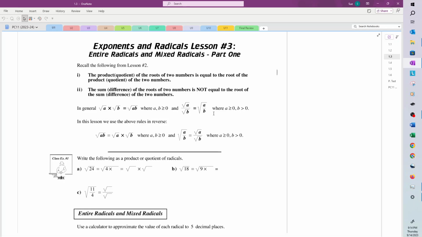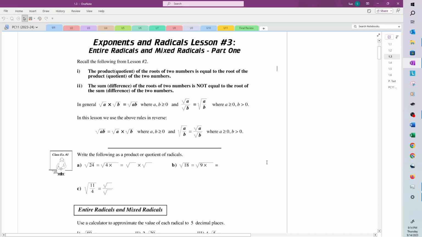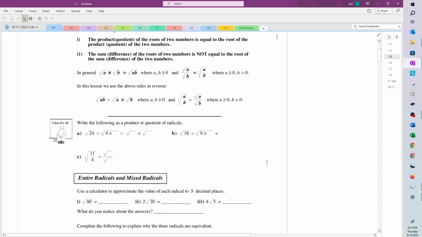In this lesson, we're going to do this backwards. We're going to take a radical where we've got a product inside the radical, and we're going to split it into two radicals. That's like the root of A times the root of B. So let's just do an example of this. So root 24 equals the square root of 4 times 6, which means I can say it equals the square root of 4 times the square root of 6.